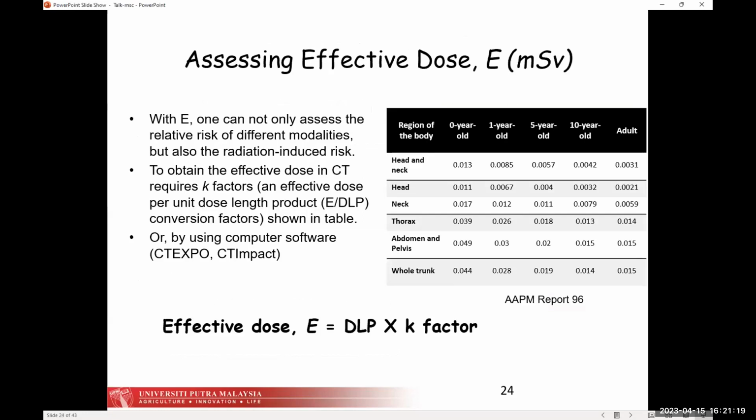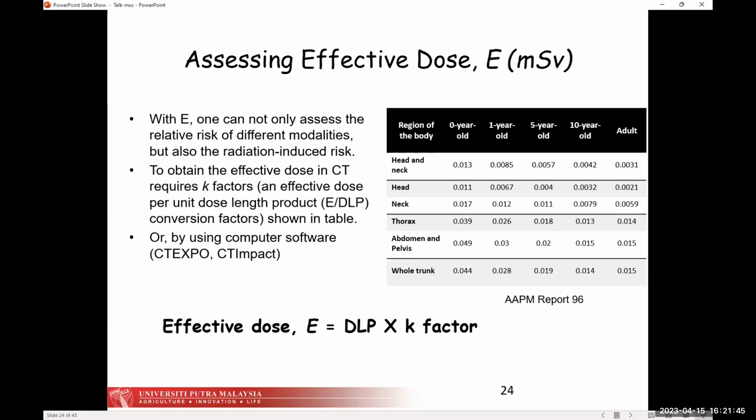And finally, the most important, consider this as the ultimate, the last one, which is effective dose. With effective dose, we not only can assess the relative risk between modalities, but we can also estimate the radiation-induced risk. So it is very easy to estimate this effective dose.